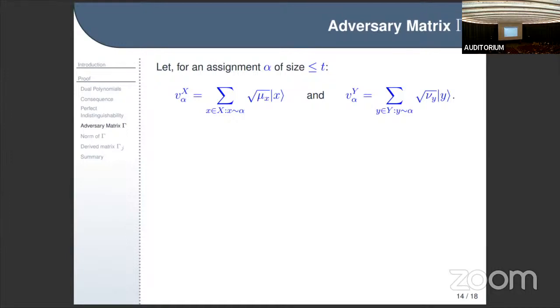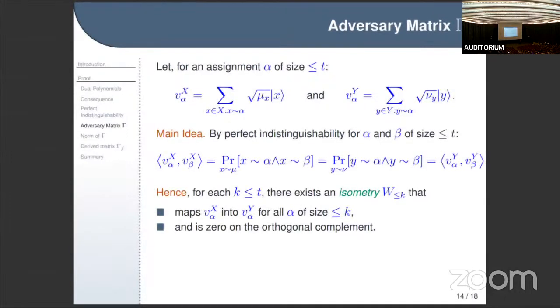The first one: I'm sampling from mu all the elements which agree with the assignment alpha, and I'm putting a square root as usual. Like mu is the probability, to get an amplitude, taking a square root of the probability. And the second vector is the same thing, taking nu, which is supported on Y. Such two vectors. And the main idea of the argument is this equality here.